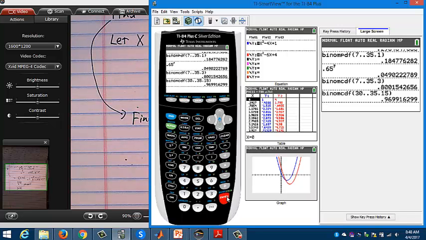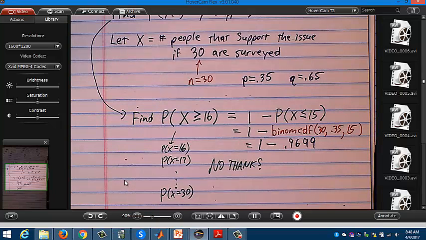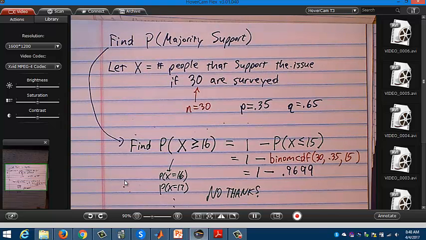So what's that? About, yeah, 0.9699, right? So almost 97%. But again, I write that down. Look what I'm doing, guys. The question was, find the probability that a majority support the issue. We're going to do 1 minus about 97%. We're going to get about 3%, right? Actually you get 0.0301. So just over a 3% chance of my survey getting it wrong.